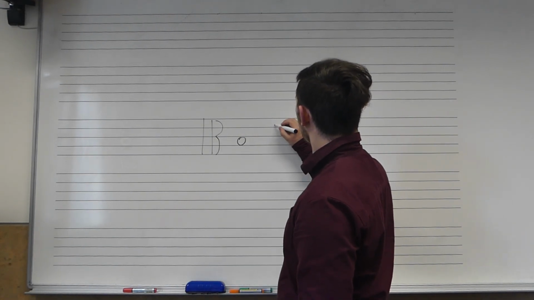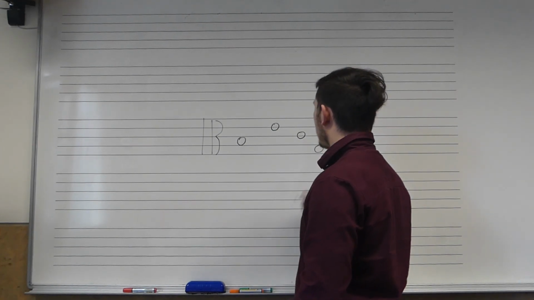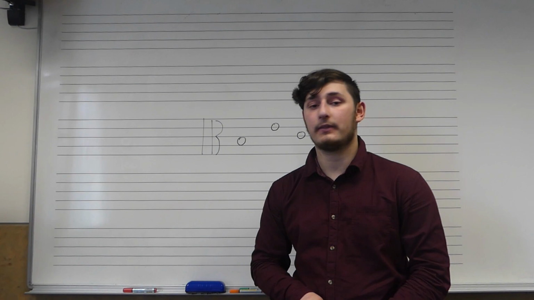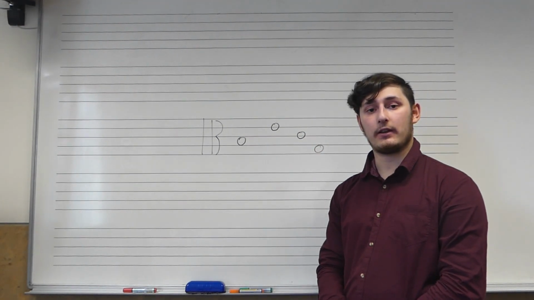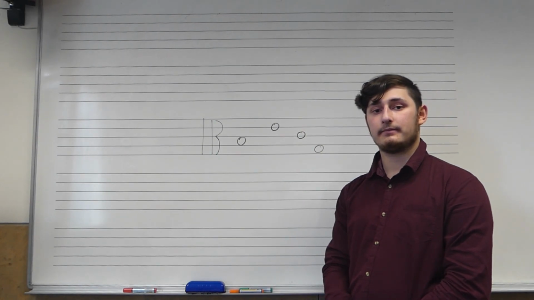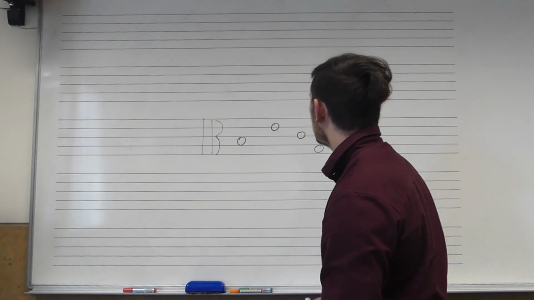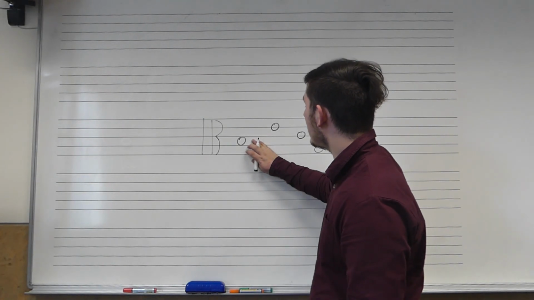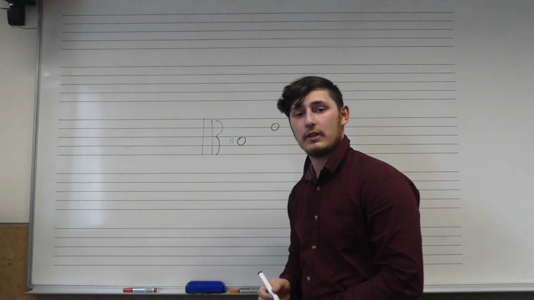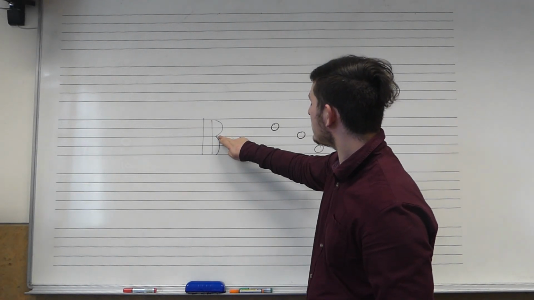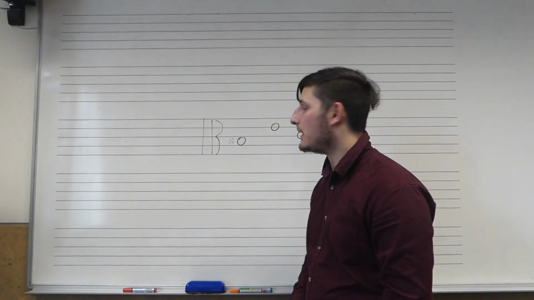I'm going to put up a few notes, and I'd like you to pause the video and try and work out what these notes are on the alto clef. Alright, so here we have a B. We can work this out from this being middle C and a note below it being B.